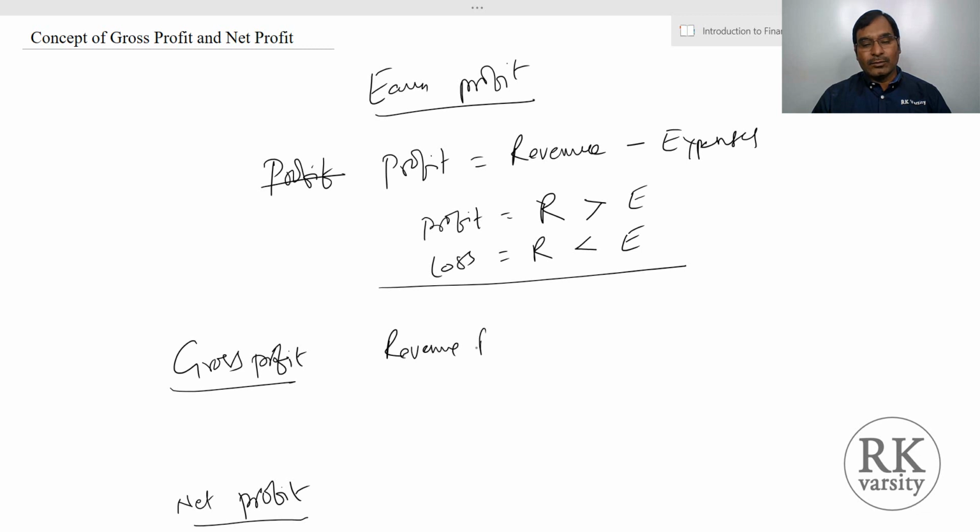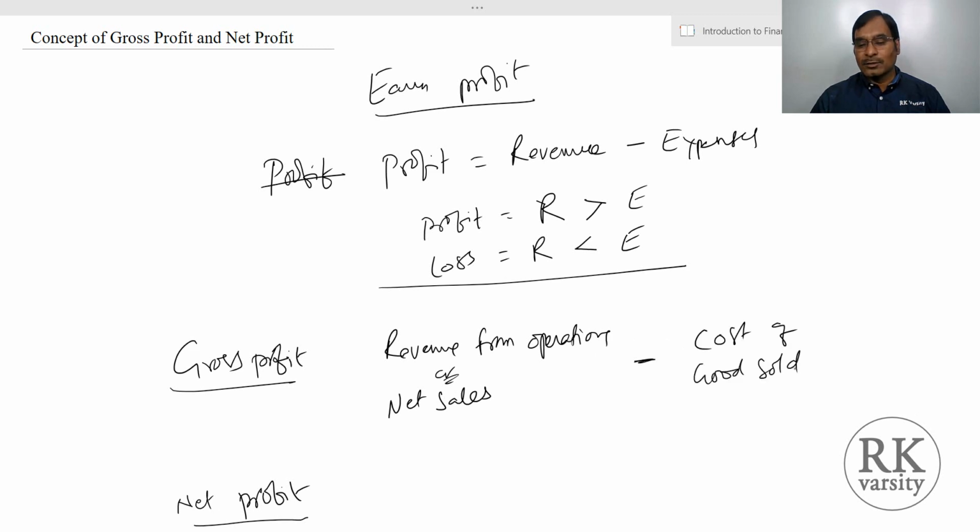revenue from operations, or we can say net sales, minus your cost of goods sold. So this will give you a gross profit. So this is a preliminary or a basic equation to calculate a gross profit. We will extend this one at a later time.